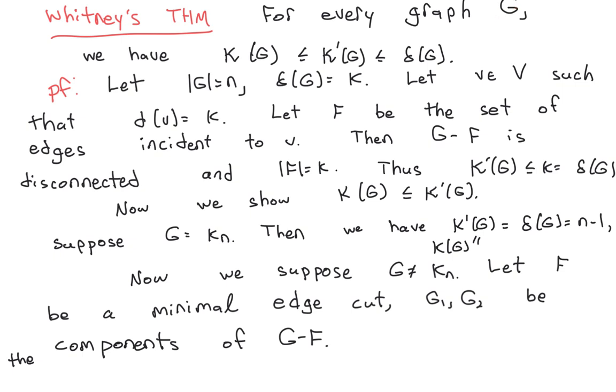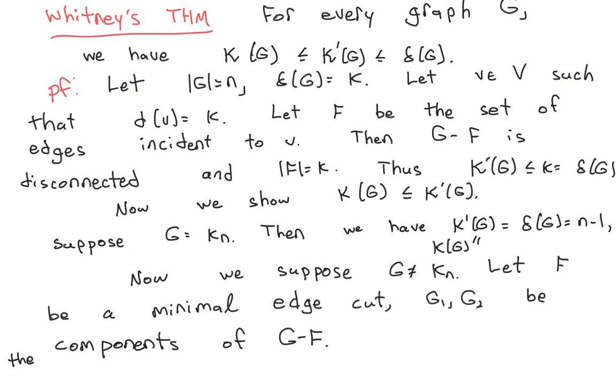Given any graph G, the connectivity of the graph is bounded above by the edge connectivity, and the edge connectivity is bounded above by delta of G, the minimum degree. So this is saying that any minimum edge cut has at most the same number of edges as the smallest degree vertex. So we will start first by proving this right inequality.